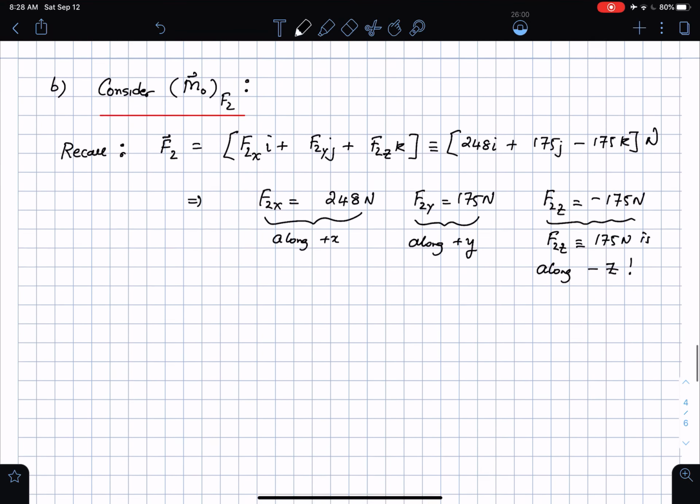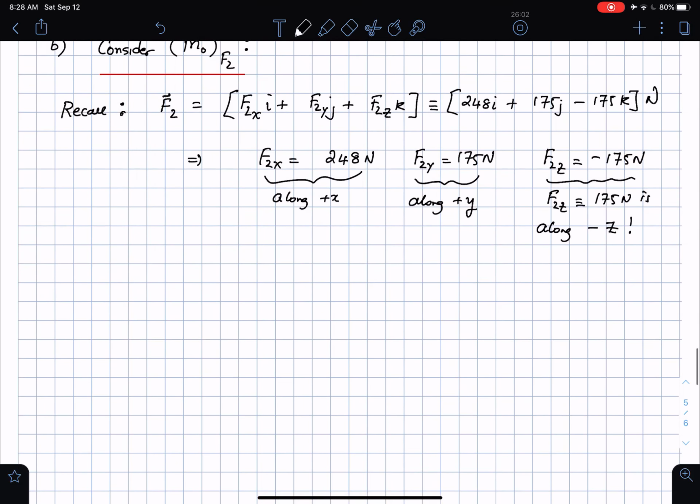So this is the first thing I typically do. And then I say, if I'm doing the moment of these forces, then the moment due to the force F2 is going to be the moment about O due to force Fx2, plus the moment about O due to the force Fy2, plus the moment about O due to the force Fz2. This is the next step in the problem.